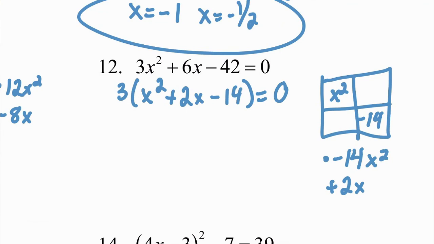Well, the only multiples of negative 14 are 2 and 7, and neither of those are going to give us something that adds to 2. Or 14 and 1, and that doesn't work either. So this is actually not factorable. We will talk later about how to solve these.